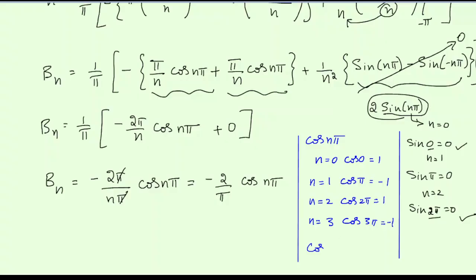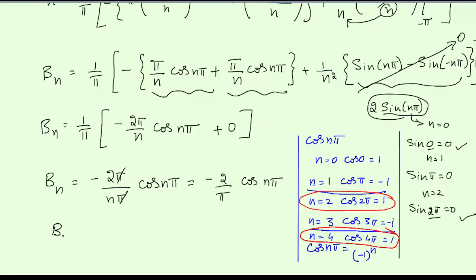So in general, for all odd values, cos n pi is taking negative values, and for all even values, it's taking plus 1, right? Now if I take n equals 4, cos 4 pi will be plus 1. So for all even values, it's taking plus 1. For all odd values, it's taking minus 1, right? So I can write cos n pi as minus 1 whole to the power of n. Bn becomes minus 2 by pi times minus 1 whole to the power of n.